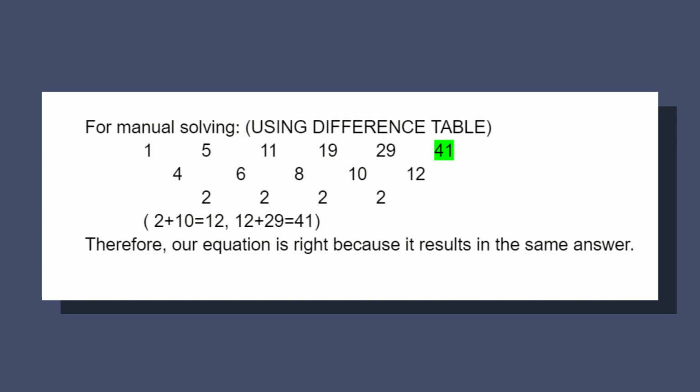For manual solving using the difference table: 1, 5, 11, 19, 29, and 41. And the differences are 4, 6, 8, 10, and 12. And the common difference of the 4, 6, 8, 10, and 12 is 2. Therefore, our equation is right because it results in the same answer.